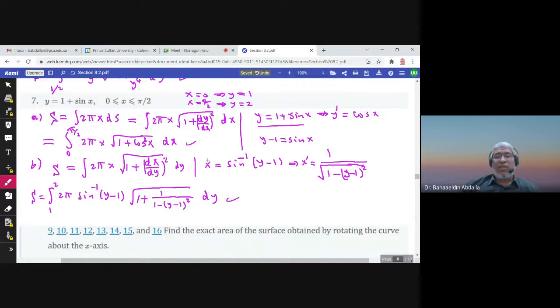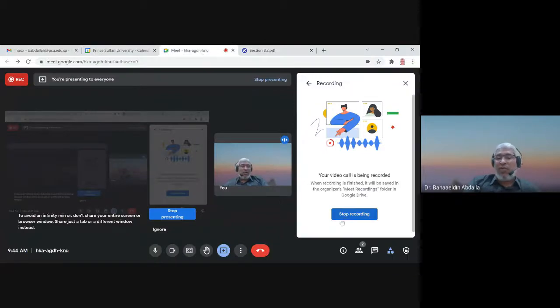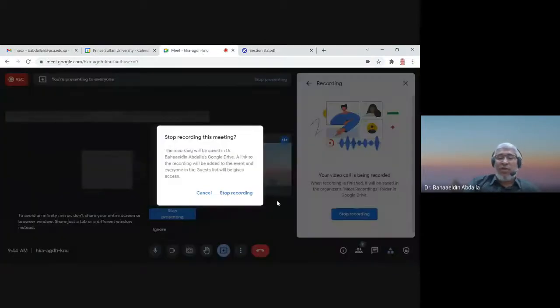Please check that these two integrals will give you the same answer. I hope you understand now the formula for how to evaluate the surface area.